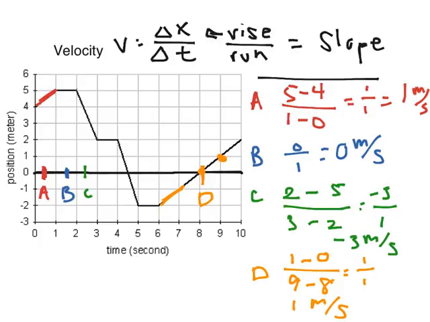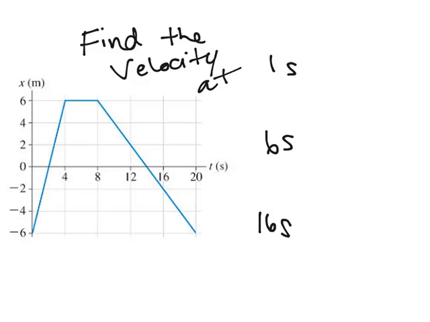Alright, we'll go for more practice. I have another graph for you to practice. I want you to find the velocity at 1 second, 6 seconds, and 16 seconds. Try it on your own. Alright, so remember, we're finding the velocity at each one of these times. We just need to find 2 points. You can pick any 2 points as long as they're still on that line.